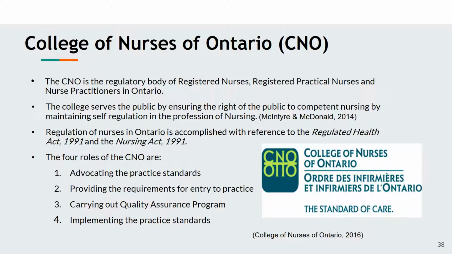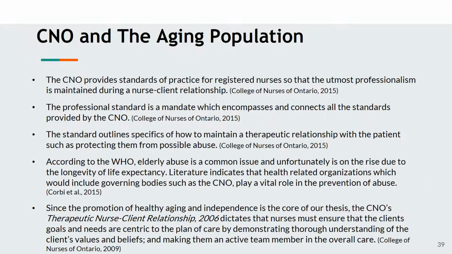There are four roles of the CNO, which are: 1. Advocating the practice standards, 2. Providing the requirements for entry to practice, 3. Carrying out quality assurance program, and 4. Implementing the practice standards. The CNO and the aging population. The CNO provides standards of practice for registered nurses so that the utmost professionalism is maintained during a nurse-client relationship. The professional standard is a mandate which encompasses and connects all the standards provided by the CNO.